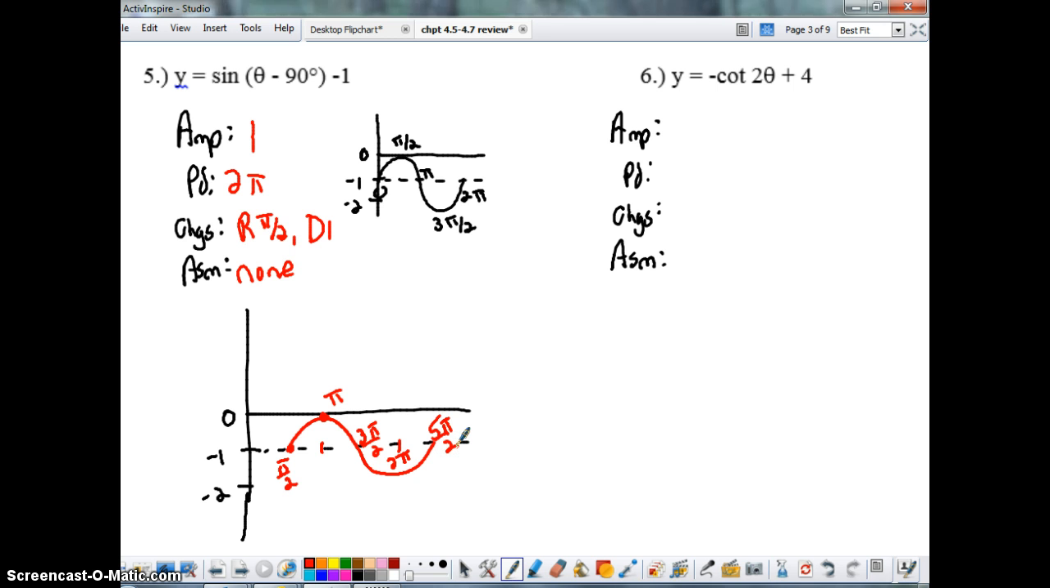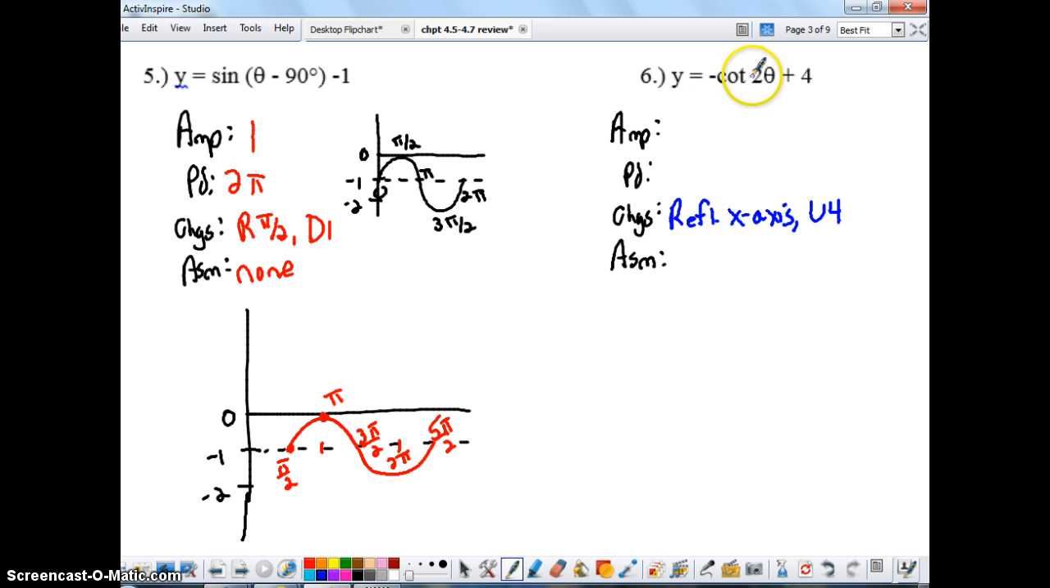All right, number 6, we have a negative cotangent 2 theta plus 4. So when I see that we're going to have a couple of changes here. The negative means it's going to be a reflection over the x-axis. We're also going to be moved up 4, which is the plus 4. Oh, there are my changes. I put those in the wrong spot. Let me go back and fix that. All right, so that's going to be a reflection over the x-axis, and again, the up 4.